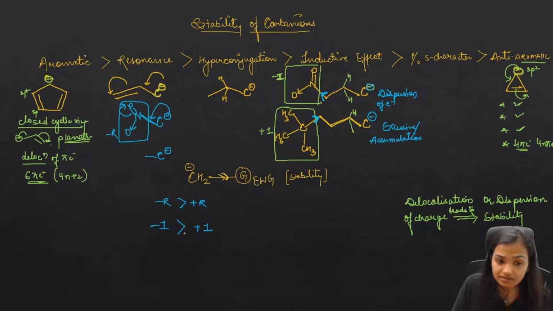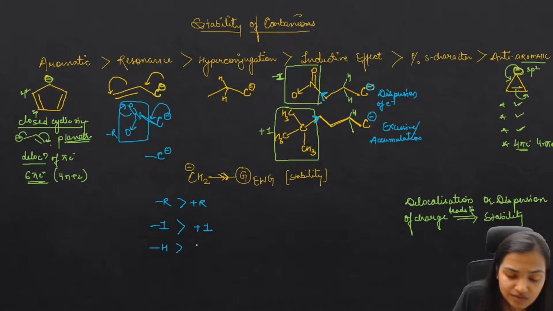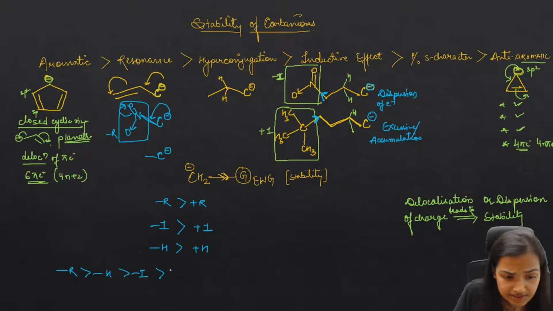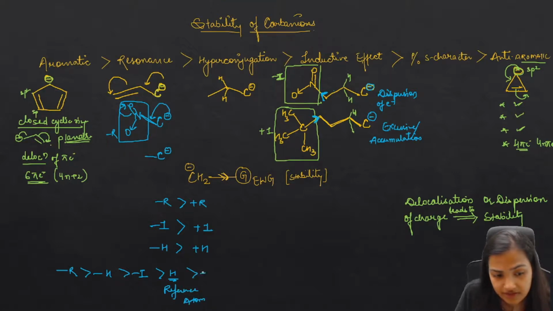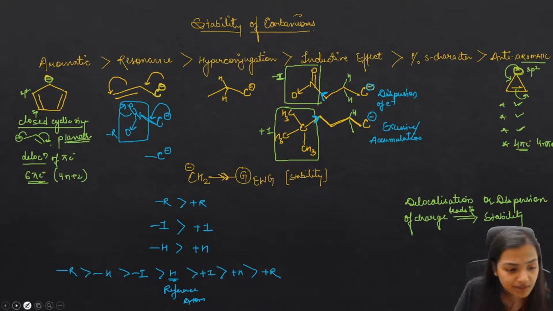Now similarly, if there is a question of hyperconjugation, the minus H will stabilize rather than the plus H. So if you want to summarize it, we can say minus R, then minus H, then minus I, then the reference atom, hydrogen, which we can consider as the reference, and then after that plus I, then plus H, and then plus R. So these are the groups that will decide the stability of the carbanions.